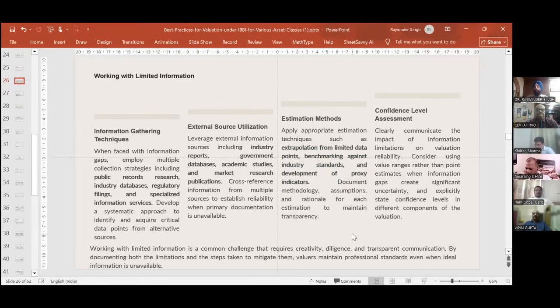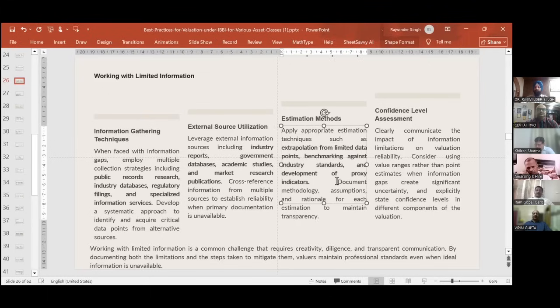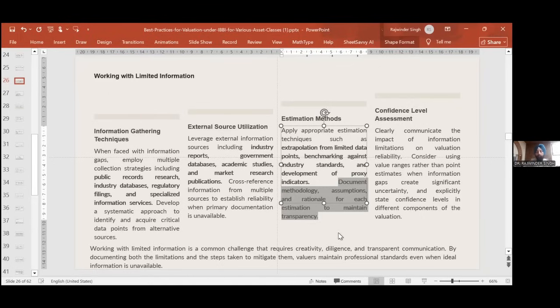Documentation of methodology, assumptions, and the rationale for each estimation is needed to maintain transparency. So this is most important. Whatever you have done, you should maintain documentation of all those things. You have to maintain a document of the methodology, and you should have the record of assumptions you have made and the rationale for each estimation.